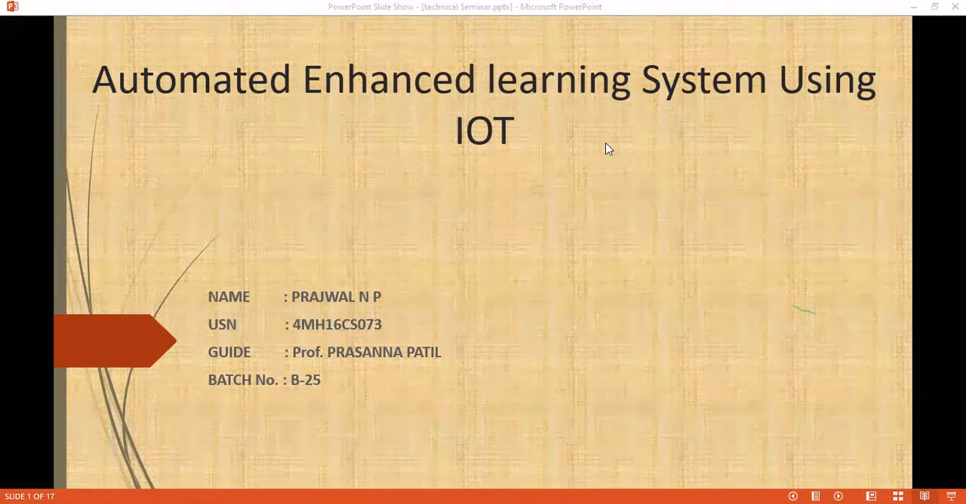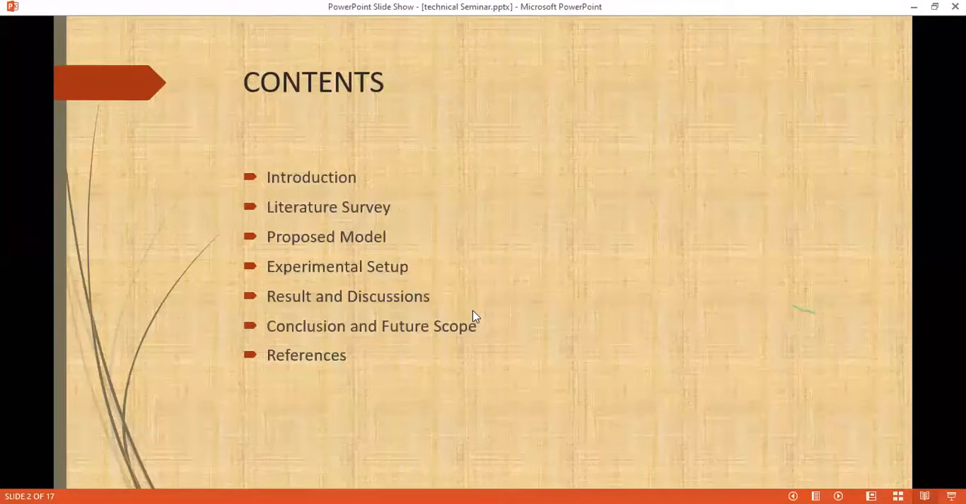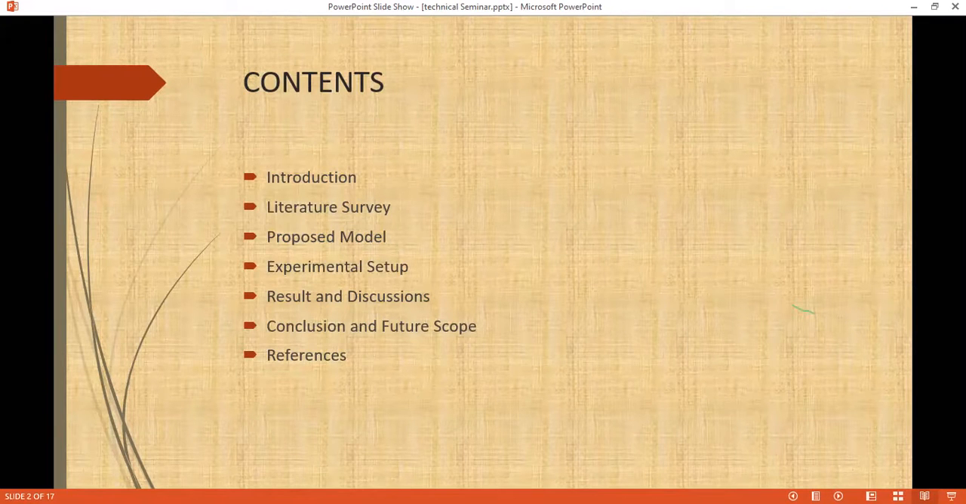Good afternoon, all. My topic is automated enhancement learning system using IoT. Coming to contents, we are going to discuss introduction, literature survey, proposed model, experimental setup, result and discussion, conclusion and future scope, and references.